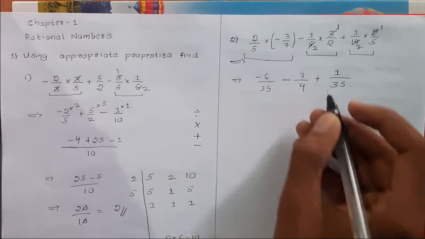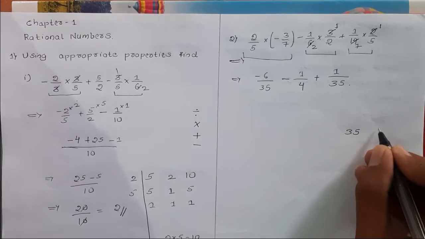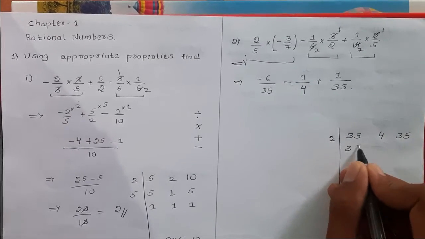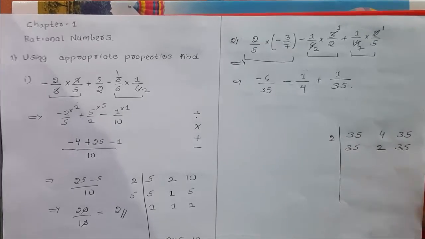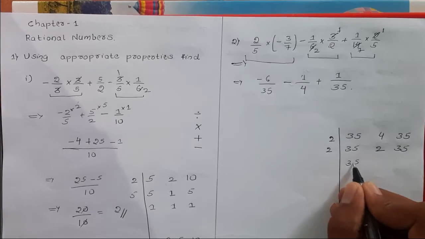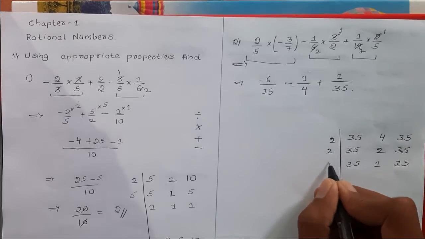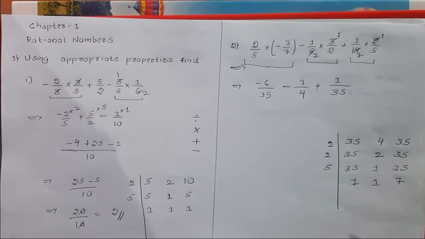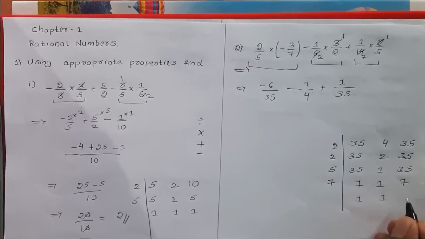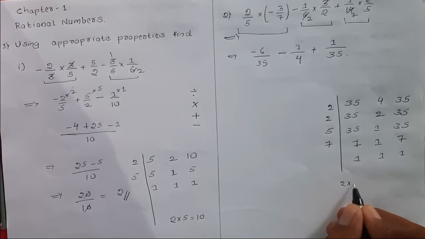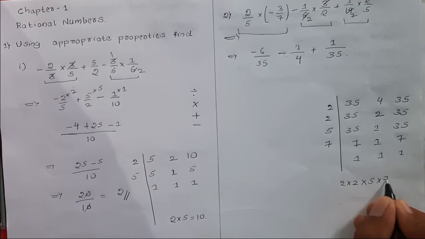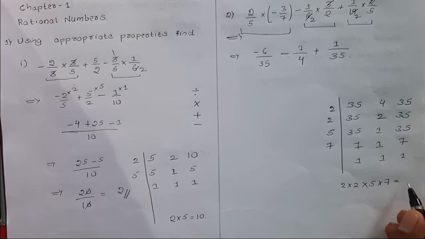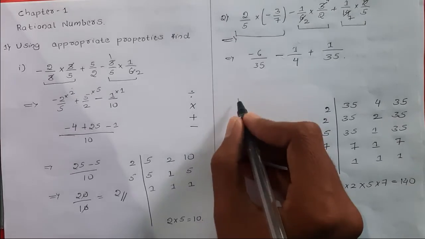Here we take the LCM of the denominator. 35, 4, 35, 2, 35 as it is. 2 twos are 4, 35 as it is. 2 ones are 2, 35, 5 sevens are 35, 1 as it is. 5 sevens are 35, 7 ones are 7. Here 2 into 5 into 7, that is 2 into 2 is 4, into 5 is 20, into 7 is 140. LCM is 140.